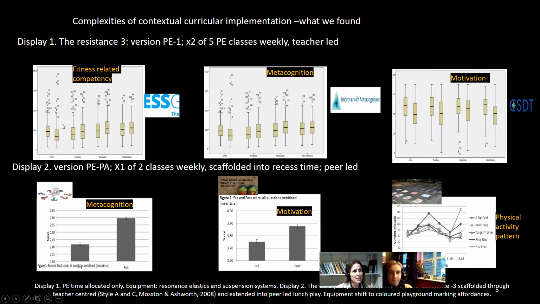So for our first display, we have the resistance program across a variety of elementary and middle schools, and everybody got fitter by way of the FitnessGram from discrete and collective assessments. And then we noted that metacognition, their awareness of their learning, did improve for most of the renditions, not significantly so. Again, the control also went down without any input into that. And their motivation definitely went down, significantly so. So yes, they sure got fitter, but I'm not sure they engaged or enjoyed that.